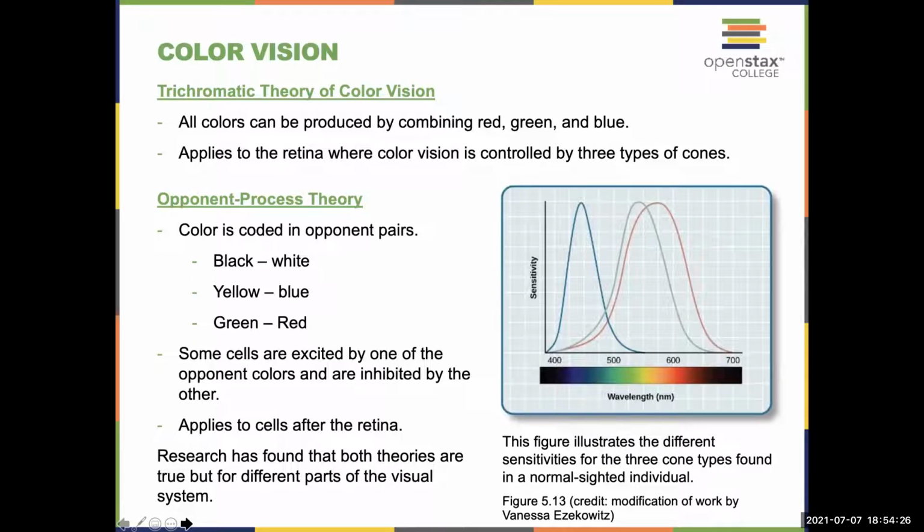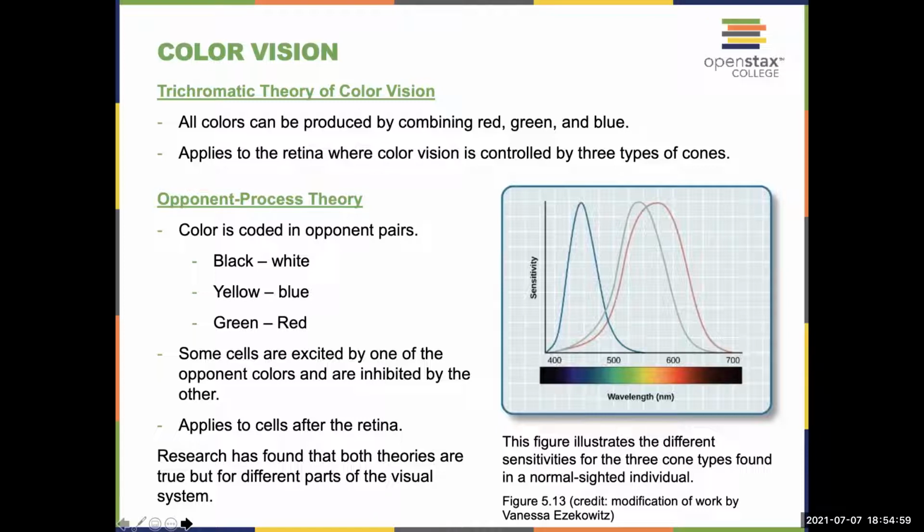All right, so the book also talks about, and psychology talks about, a couple of different theories on color, right? And so there's the trichromatic theory of color vision that says that all colors can be produced by combining red, green, and blue, right? And this applies to where color vision is controlled by the three types of cones, sorry, I misspoke, in the retina.